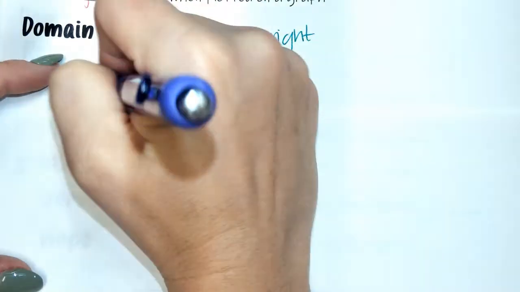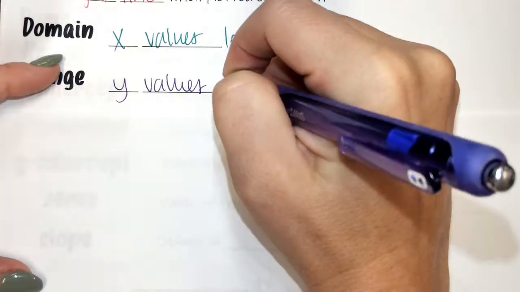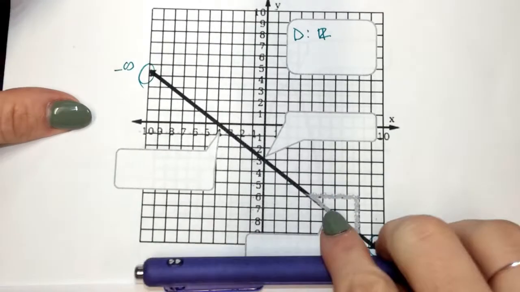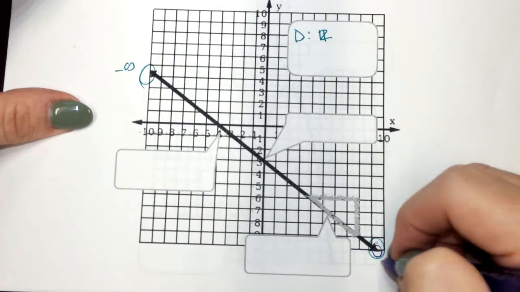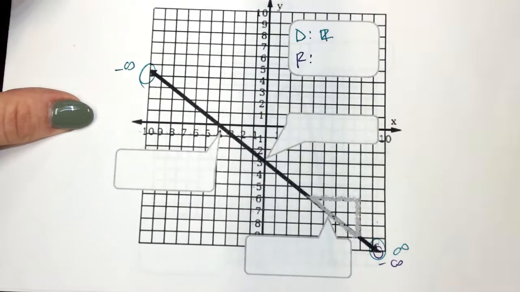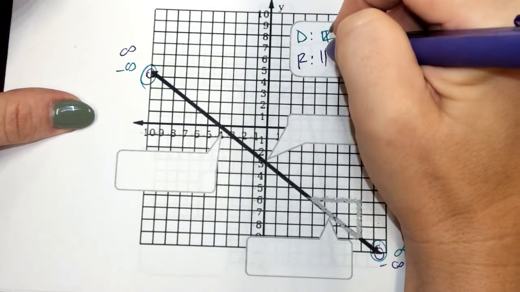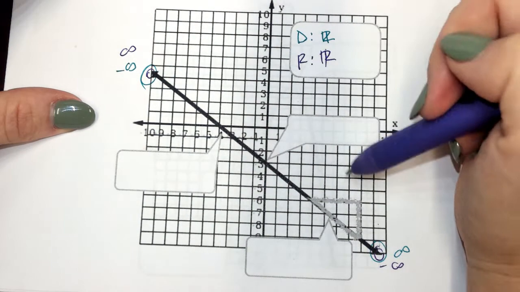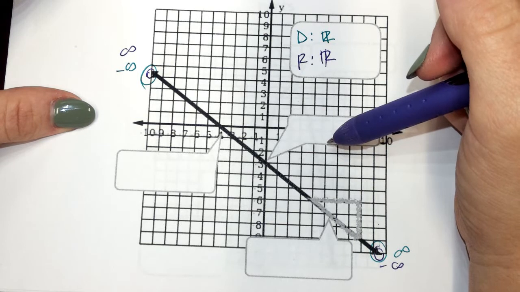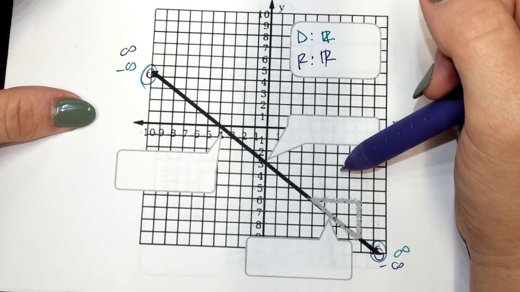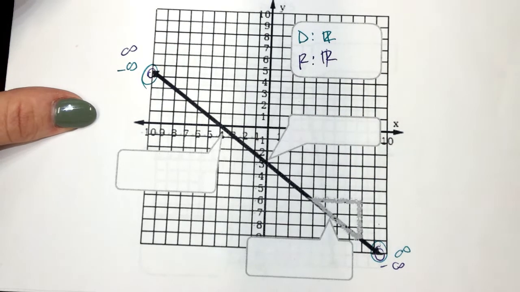All right, our range is our y values, and we scan from bottom to top. At the bottom here, we've got this going down forever, and at the top here, we've got this going up forever. So again, we have all real numbers. If my line has two arrows at both ends, and it is a slanted line, not a straight line, my domain and range are both always going to be all real numbers.